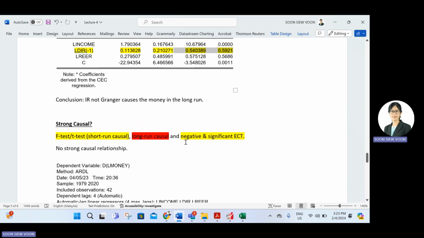So there is no long run causality. With this condition, there is no strong causality from the interest rate to the money. No strong causal relationship. There is Granger causality in the short run, but no strong causality because there is no long run causality from the interest rate to the money.